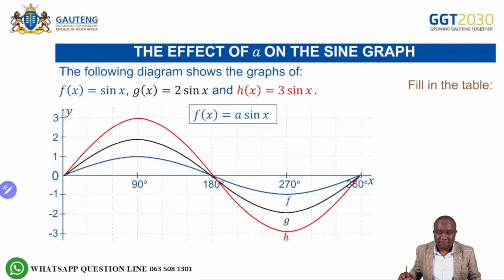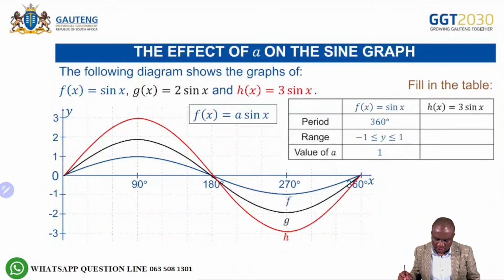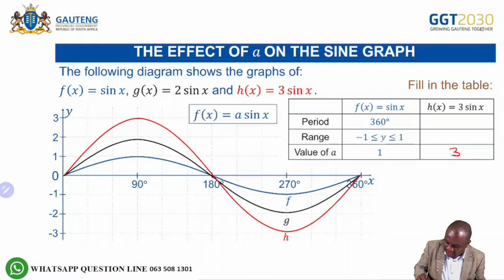Right, and then let's move on to the next one. Right, this one I'm going to give you 2 minutes. 2 minutes. Let's try to fill in the table here. One, the period for h of x. One, the range for h of x. And then the value of a is 3. Let me just write the value of a for you there. The period for h of x and the range for h of x. 2 minutes.